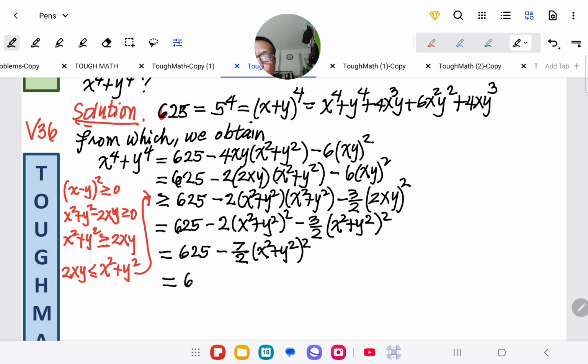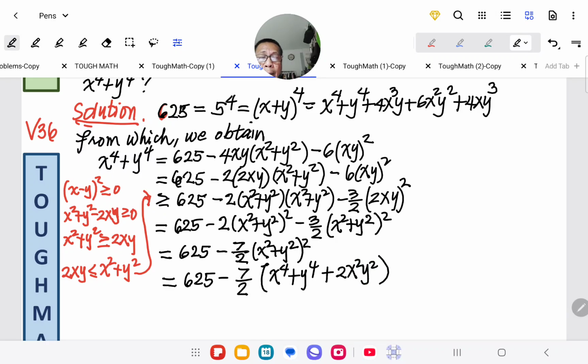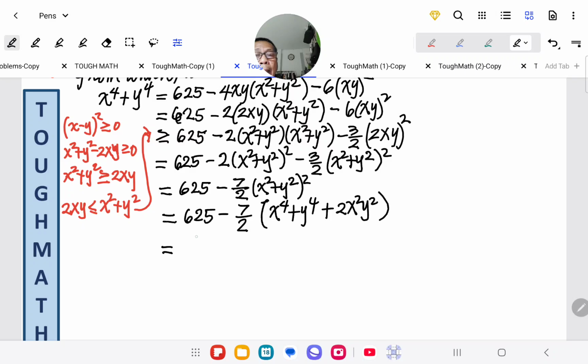Now this is equal to 625 minus 7 halves times (x to the fourth plus y to the fourth plus 2x squared y squared). But again, we rewrite this as 625 minus 7 halves. We separate the x to the fourth plus y to the fourth, and then we rewrite this one as 2 times (xy) squared. Like that.